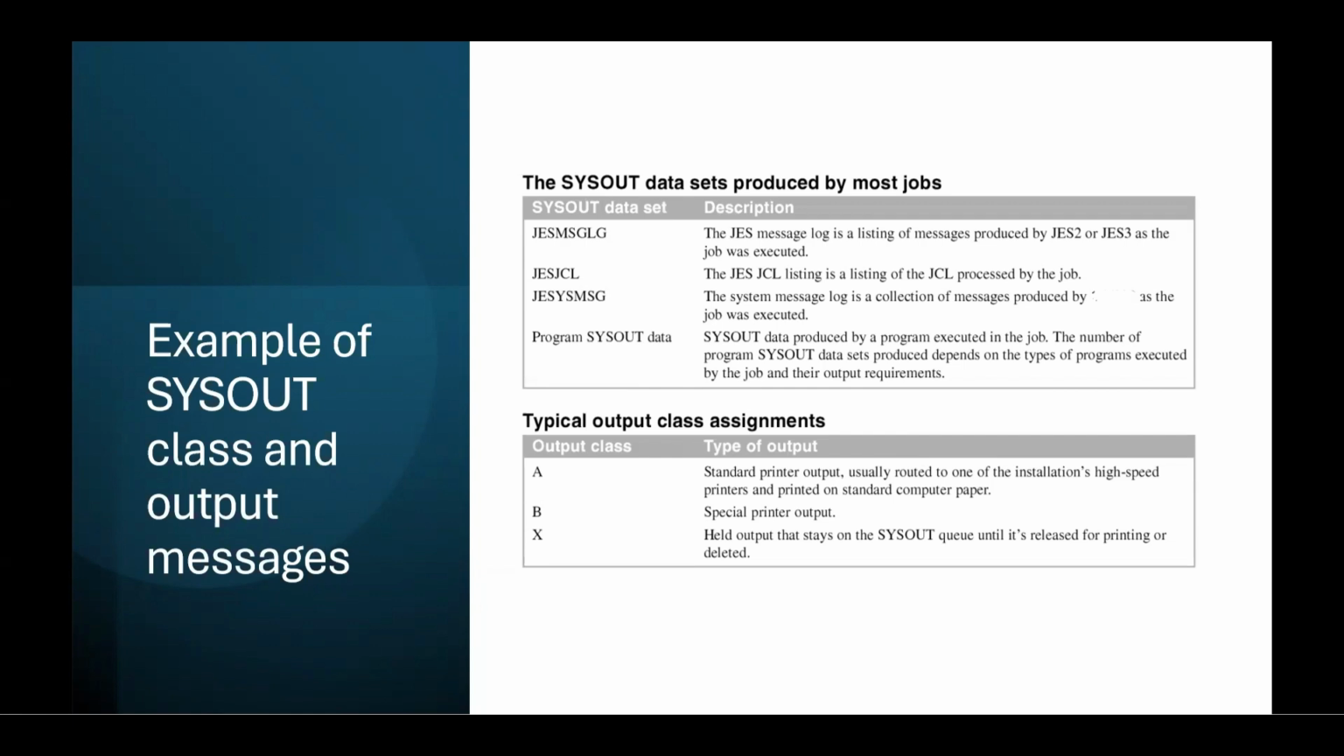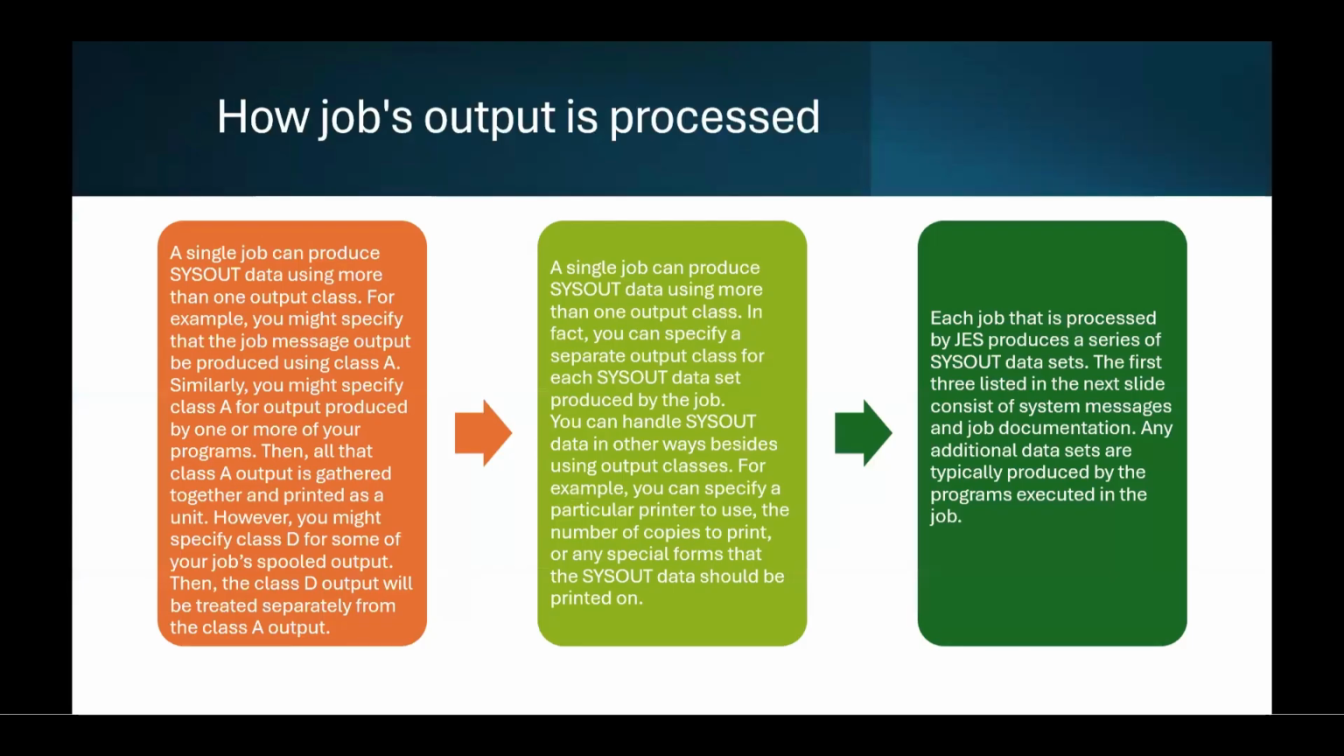I hope the sysout parameters and the sysout messages that we get from any job are clear now. I have also given the output class messages. That is all about how the output is processed in the system once we submit the job.